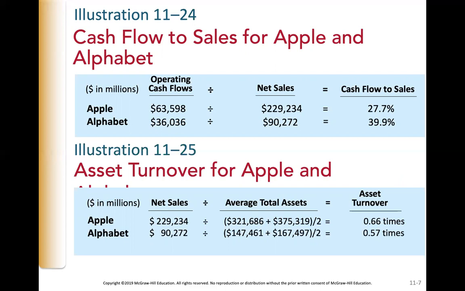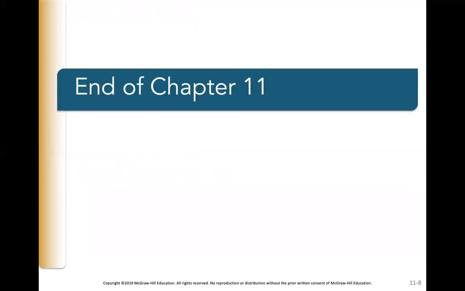However, this lower return is partially offset by their higher asset turnover ratio. So Apple uses its assets more efficiently to generate sales. To maximize cash flow from operations, a company strives to increase both cash flow per dollar of sales and sales per dollar of assets. And that is the end of Chapter 11.